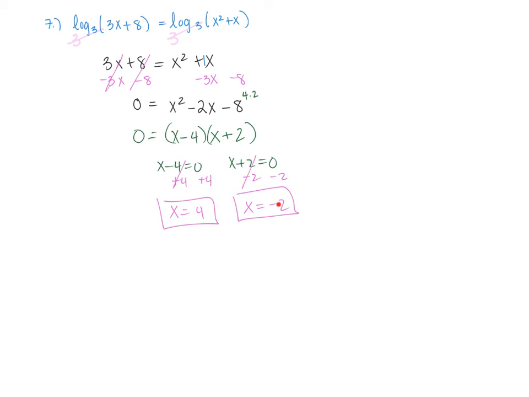If I have a negative 2, I'm not sure if this will work. So let's double check here. So 3 times negative 2 plus 8 gives you negative 6 plus 8, which is a positive 2. So the first log works. The second log, you have a negative 2 and you're squaring it. Add a negative 2. So this makes a positive 4 minus 2, which is a positive 2. So it looks like these two solutions are both valid.